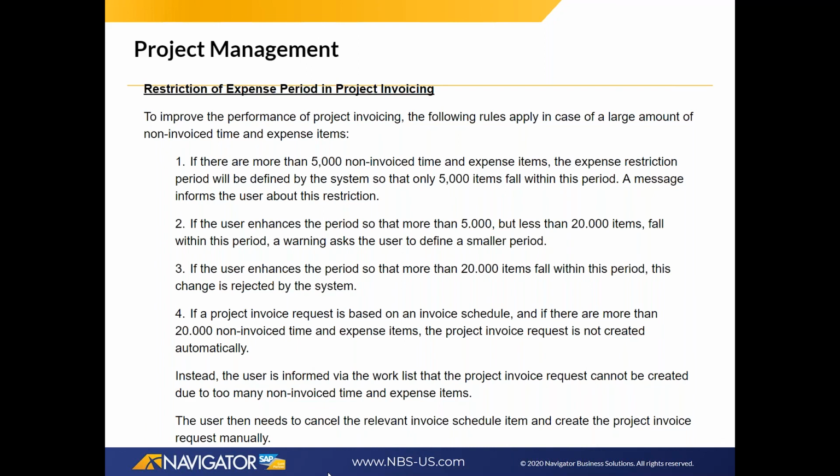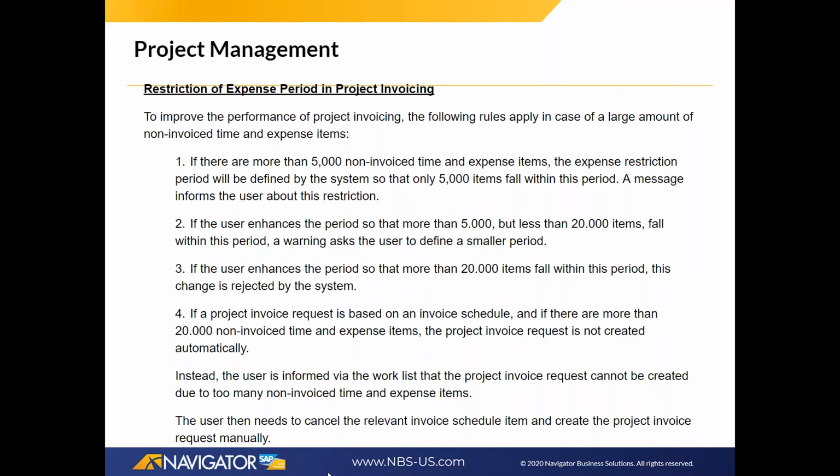If the user enhances the period so that more than 5,000 but less than 20,000 items fall within this period, a warning asks the user to define a smaller period. And if the user enhances the period so that more than 20,000 items fall within this period, the change is rejected by the system.